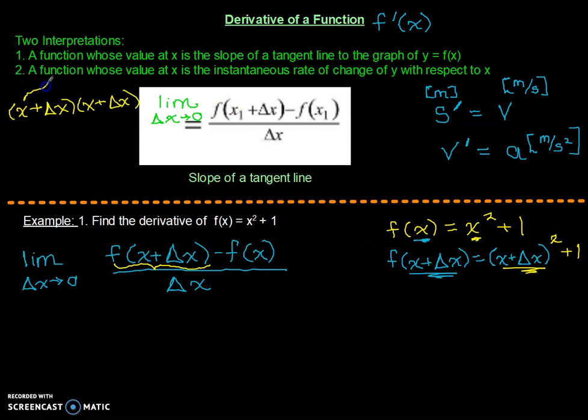So FOIL or distribute: x times x is x squared. Outer, x times delta x is just x delta x. Inner, x times delta x is again x delta x. And last, delta x times delta x gives me delta x squared. I'm going to put that on the end here, plus. Now notice that outer and inner are like terms, x delta x plus x delta x.